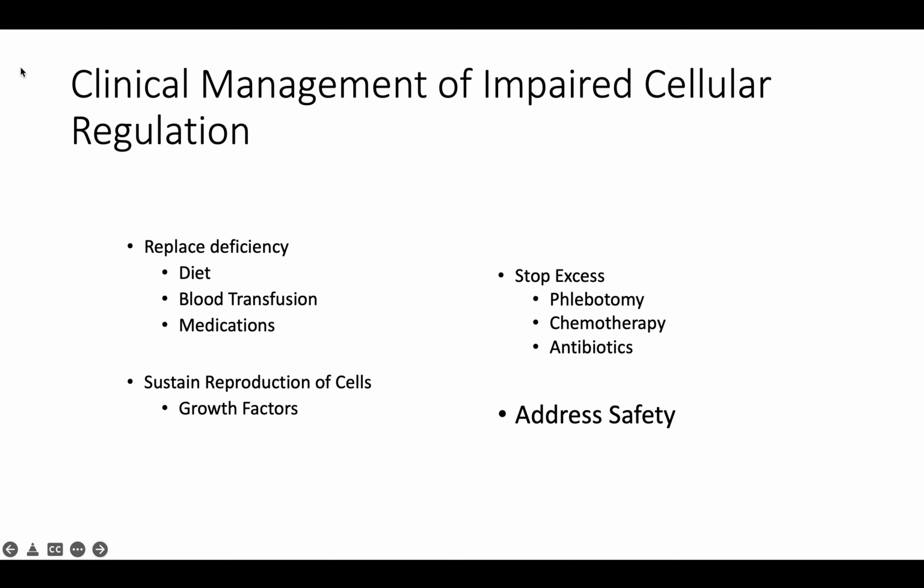And then we could use antibiotics, right? If we have an overproduction of white cells due to an infection, we can use antibiotics to treat that infection and help the white cells to go back to normal.